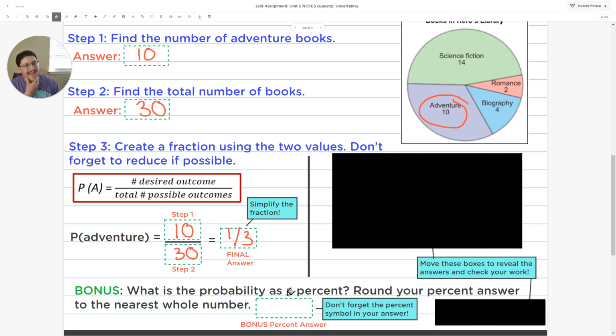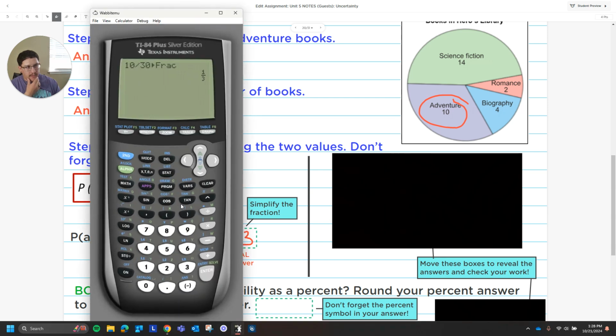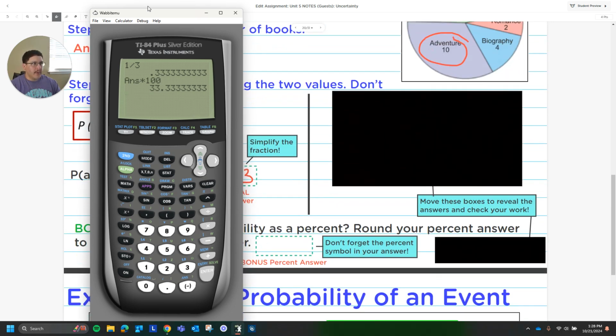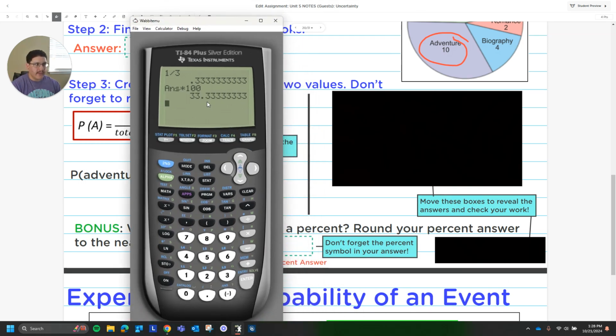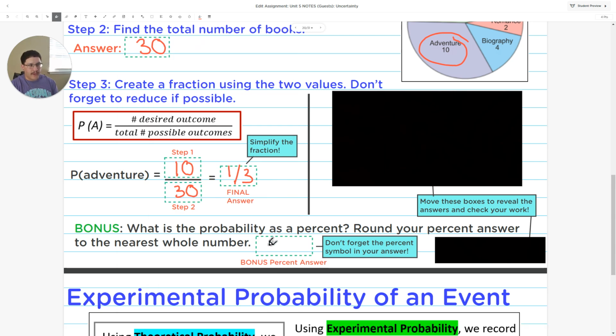Now, what is the probability as a percent? So this is where I would type in 1 divided by 3, get the decimal answer, and then multiply by 100 to get the percent answer. I want to round my percent answer to the nearest whole number. So that means no decimals. I'm going to stop at the decimal and then round this 3 up or down where applicable. So looking at the next number, it is less than 5, which means this 3 will round down and stay the same. So 33%. Don't forget the percent symbol.